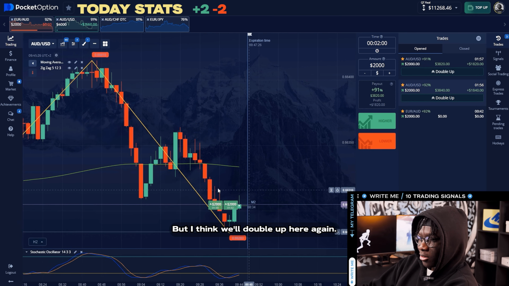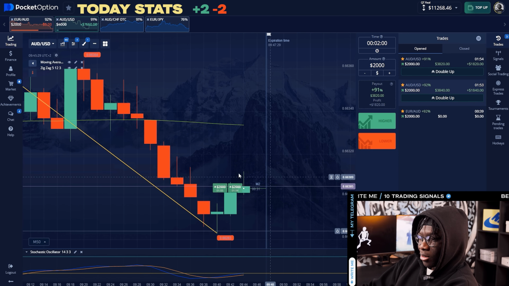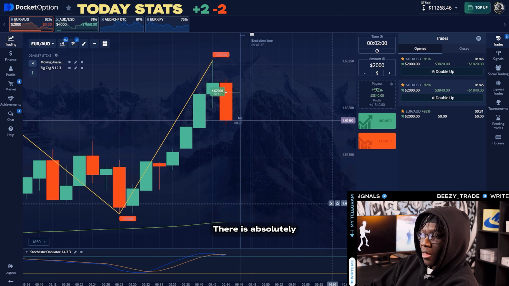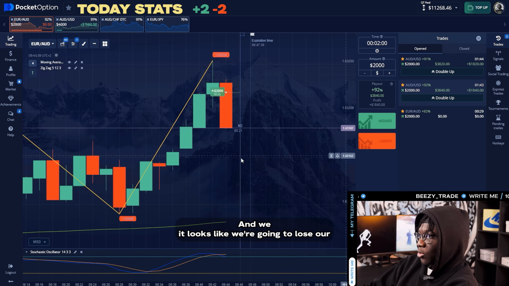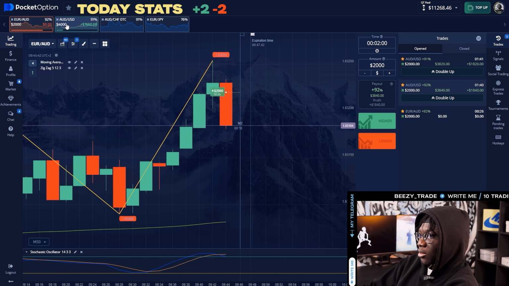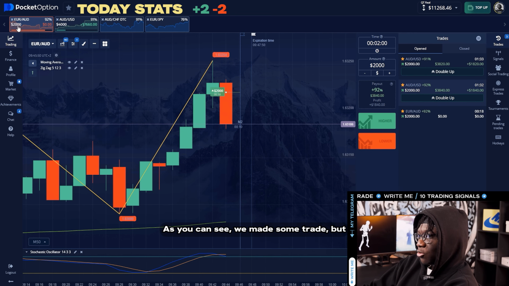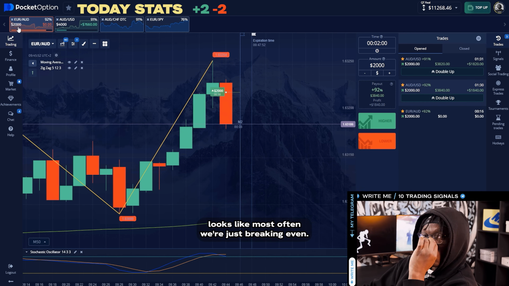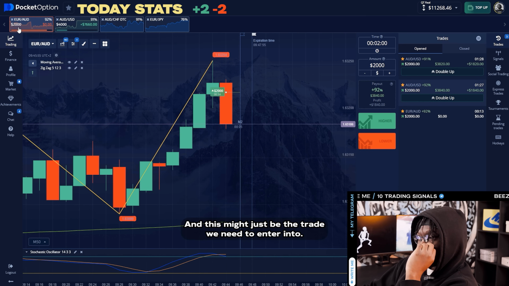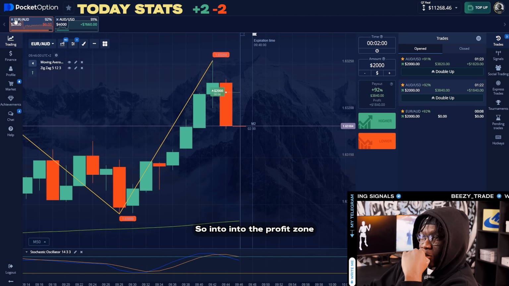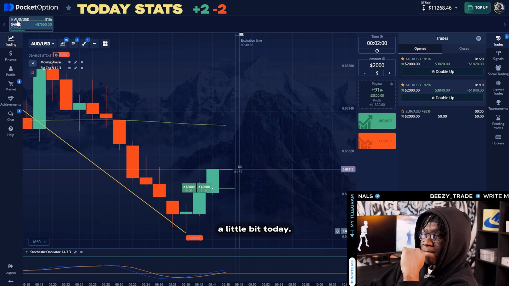But I think we'll double up here again, because most definitely we're sure that the market is going upwards. There is absolutely no question about this. And looks like we're going to lose our Australian dollar AUD trade. But this is going to be our last trade. As you can see, we made some trades, but looks like most often we're just breaking even, and this might just be the trade we need to enter into the profit zone a little bit today.